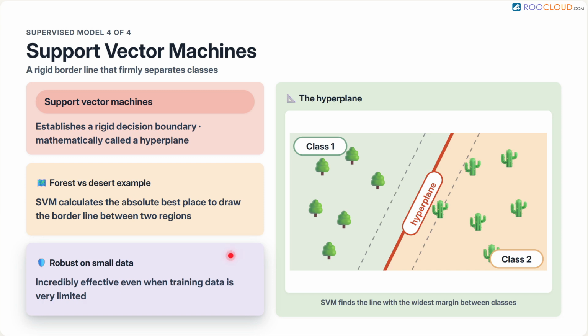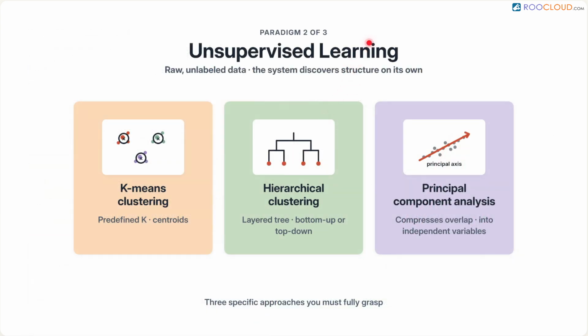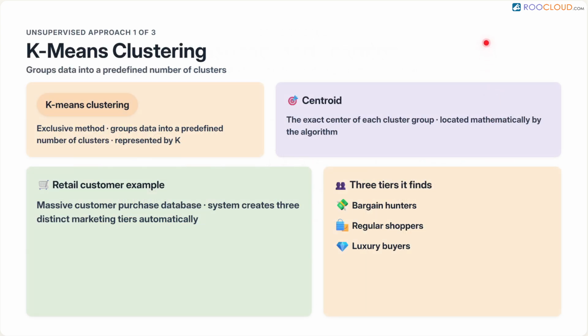Next, we transition to unsupervised learning. In this class, the system is fed raw, unlabeled data and must discover hidden structures and similarities entirely on its own. You must fully grasp 3 specific approaches here. The first approach is k-means clustering.